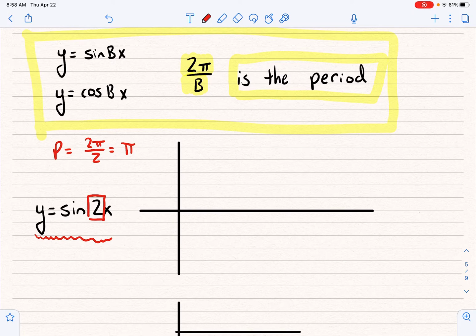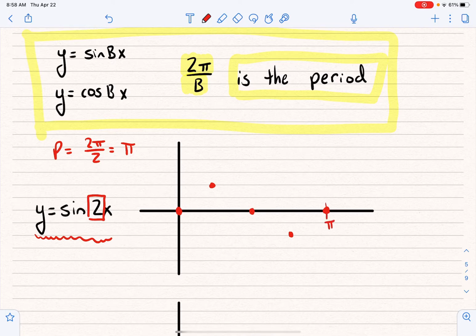All right, so again, with sine, I know I start at the origin, and I know I end at the axis. I know halfway in between, I pass through the axis. Halfway between those first two, I hit my high point. Halfway between those second two, I hit my low point. Now, what I'm going to do differently is how I label it.